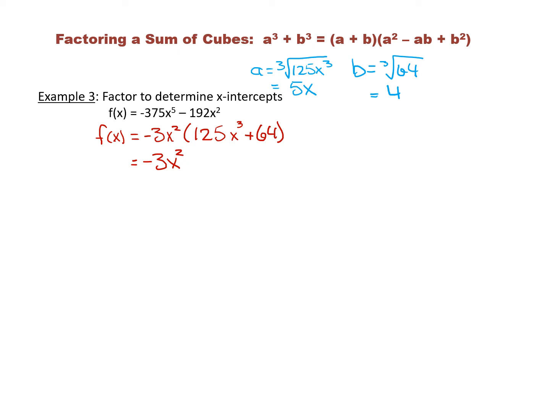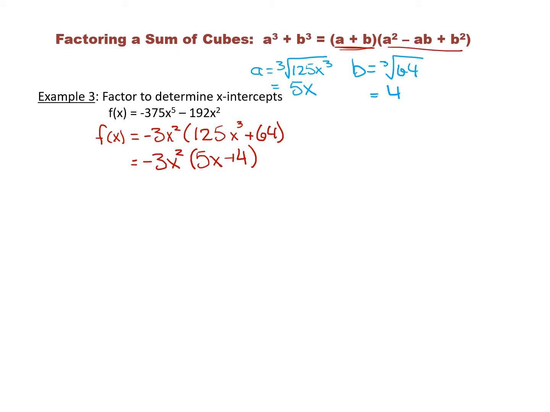So let me just highlight this. 125x cubed plus 64, that's this side right here. That's this piece, a cubed plus b cubed. This is a cubed plus b cubed. So now I'm going to rewrite that all with this instead. My first bracket is, I'm doing this piece right here, a plus b. So my a is 5x and my b is 4. So that's the first part.